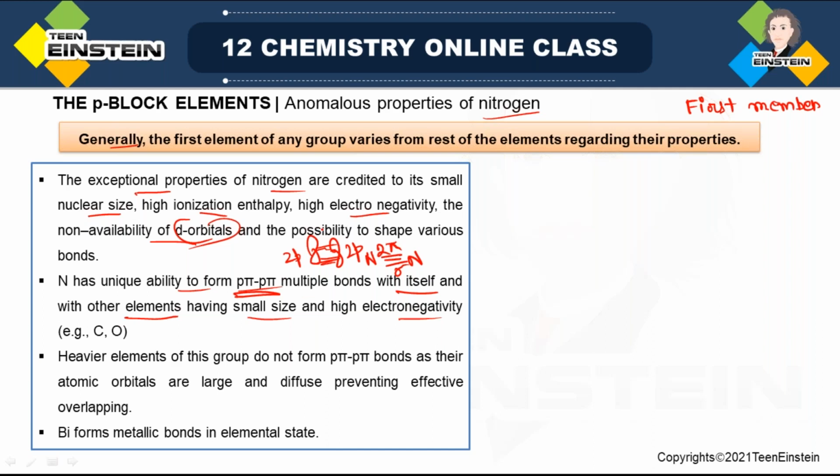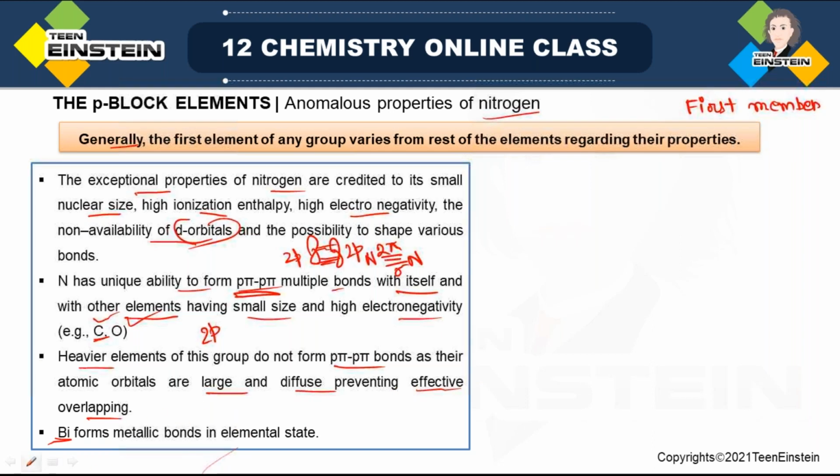That is the reason pi bond formation is very common. We have also seen that nitrogen can form pi bond even with oxygen, and also with carbon. Carbon and oxygen are also from the second period, so obviously when we are talking about pi bond, these two also use 2p orbital only. But heavier elements, that is phosphorus, arsenic, antimony, will not form p-pi bonds because their atomic orbitals are large and diffuse, and effective overlapping is not possible.